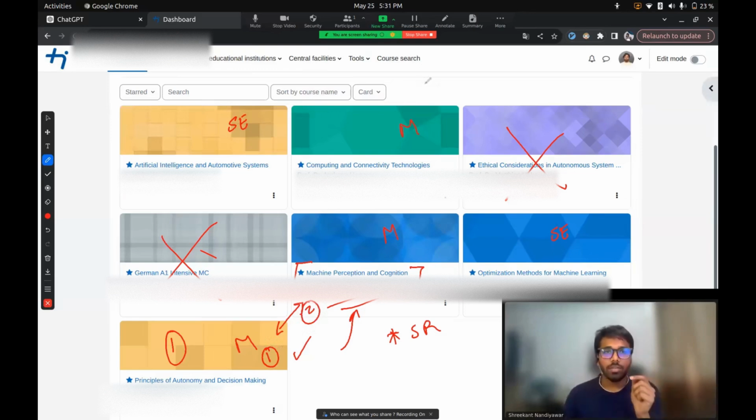Once that is done, the third subject that we focus on is computing and connectivity technologies. This is one of my favorite subjects, because here you have to be just curious, and then you will get to know what is happening. This is the subject where you try to understand how 5G works, how 4G works, or if there is a browser and a website, how the website is loaded from the server.